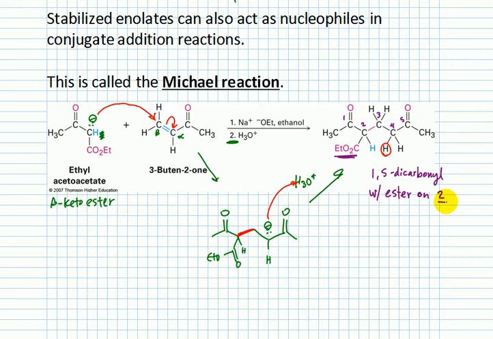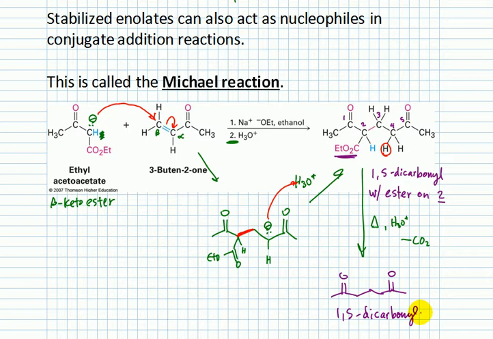Now, that ester group is on an alpha carbon next to a carbonyl. Okay? If we want to take this further, we could do heat and hydronium to decarboxylate, just like we've done always when we have that ester group alpha to a carbonyl. So if we did that, we could end up with a regular 1,5 dicarbonyl.